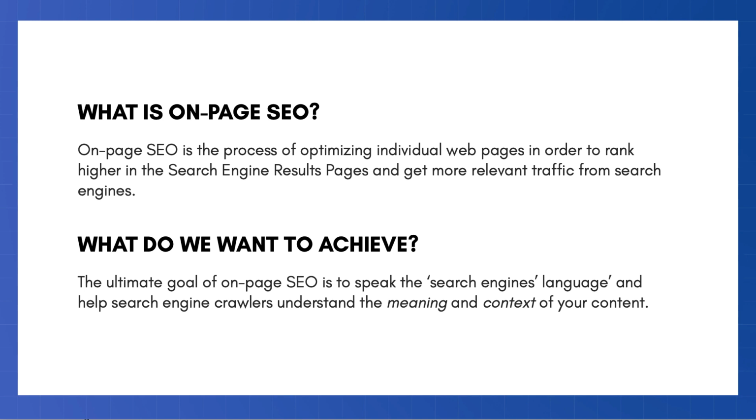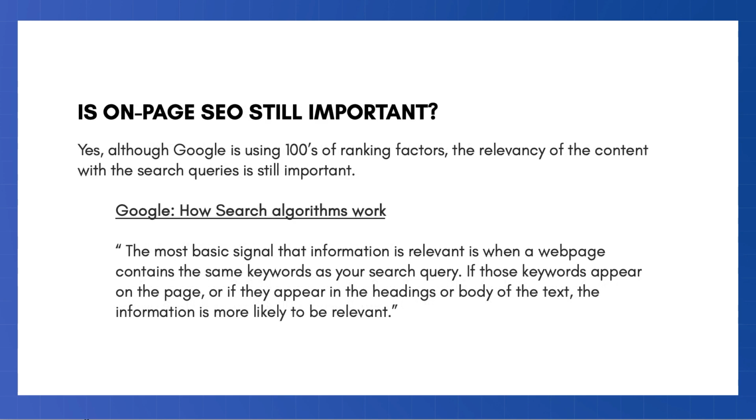In simple terms, on-page SEO is the process of optimizing individual web pages to rank higher in the search results and get more relevant traffic from search engines. You can do this by optimizing a number of elements related to the structure and content of a particular page. On-page SEO is a critical SEO process.